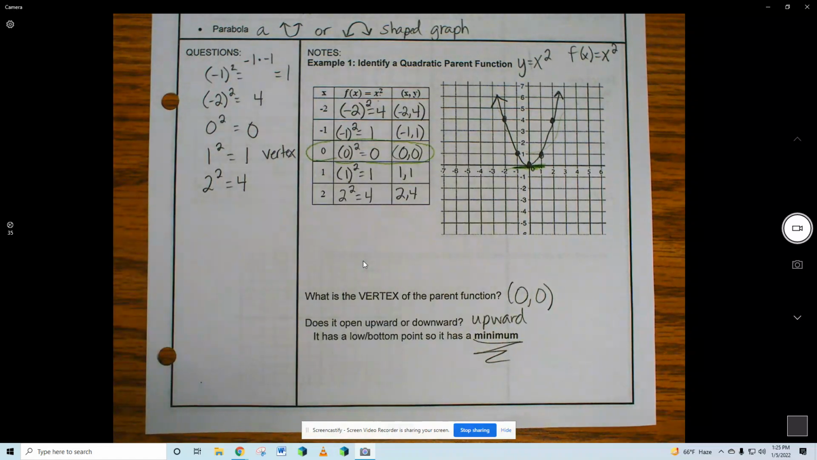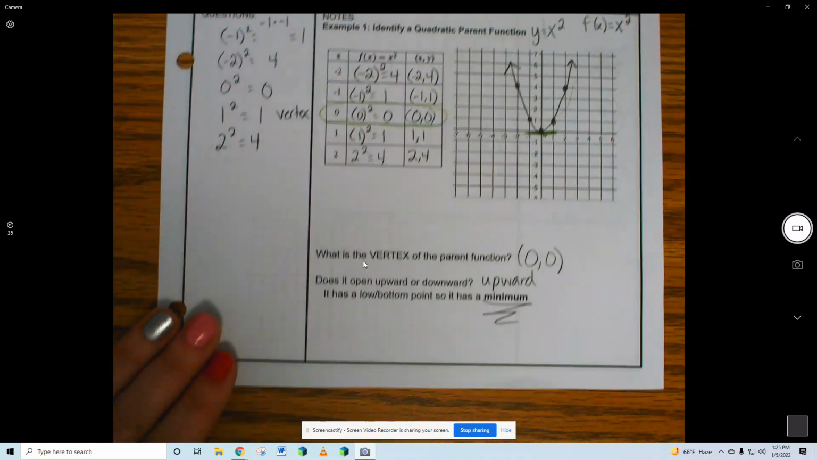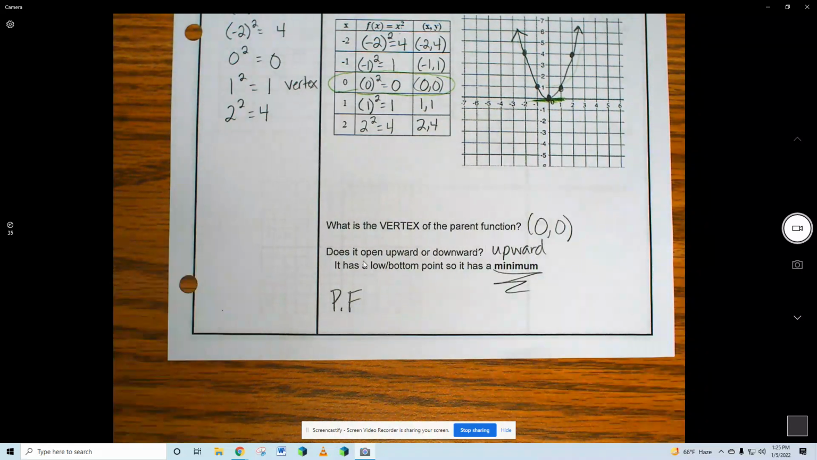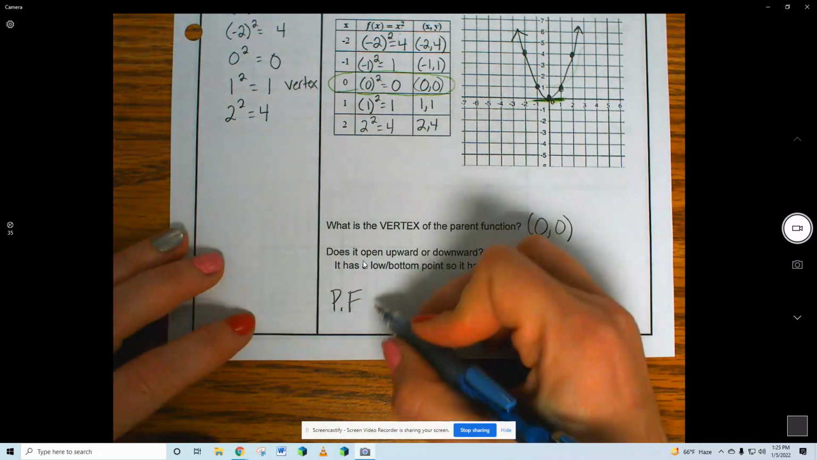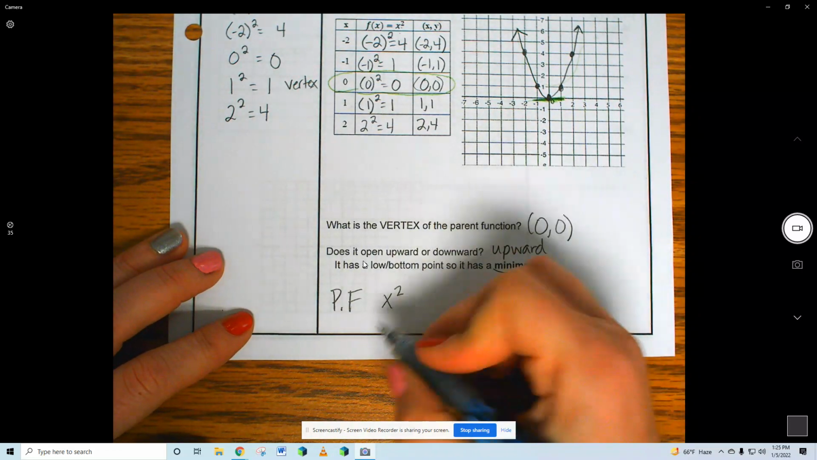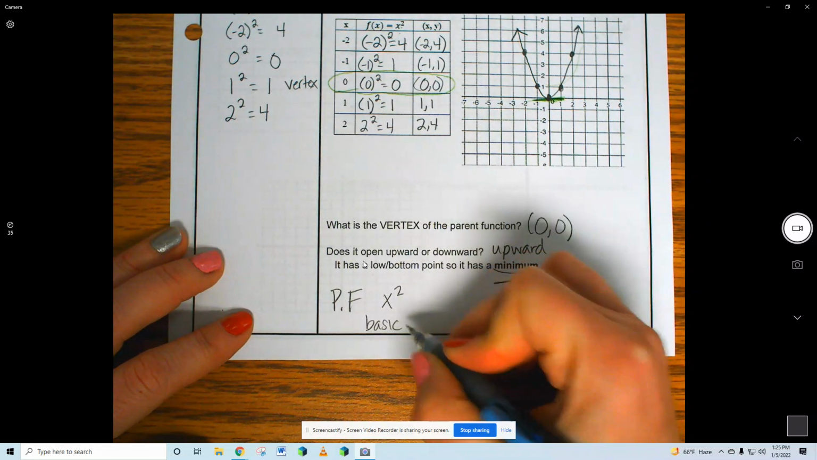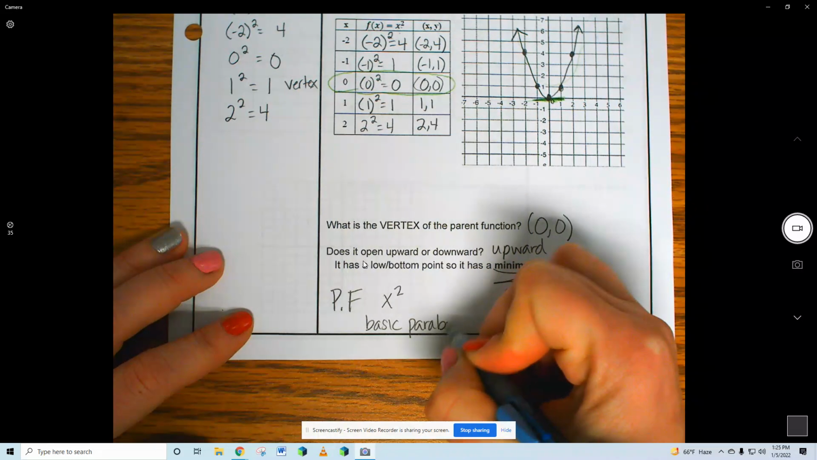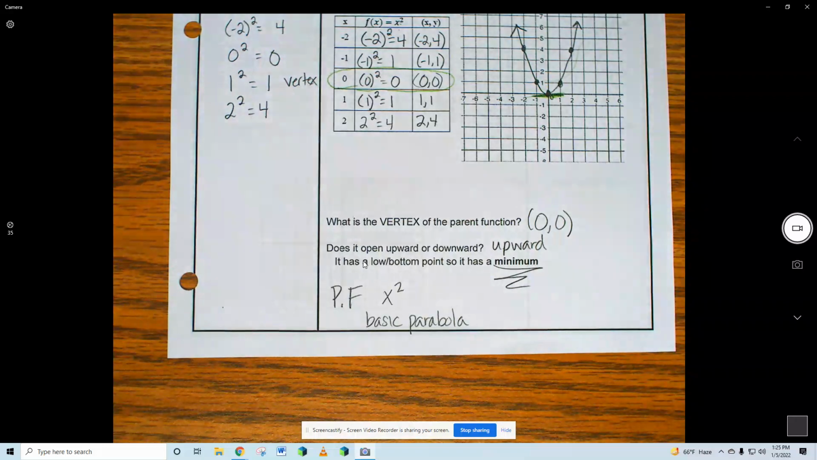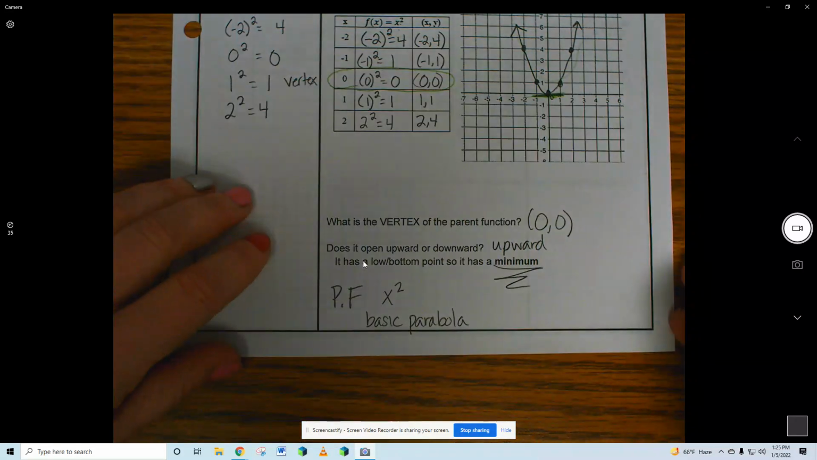Okay, I just graphed the parent function. All right, this is the basic parabola. I'm going to use PF sometimes, parent function. This is the x squared. This is just a basic parabola. Parabola. You'd have to say it a few times to get it. Parabola.